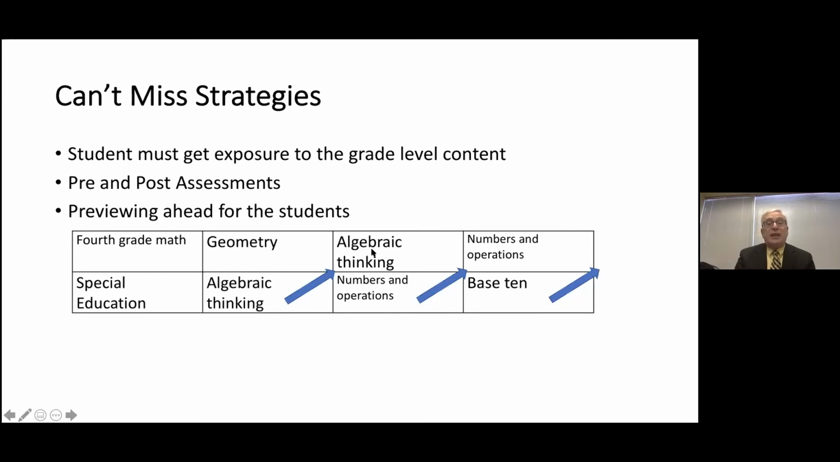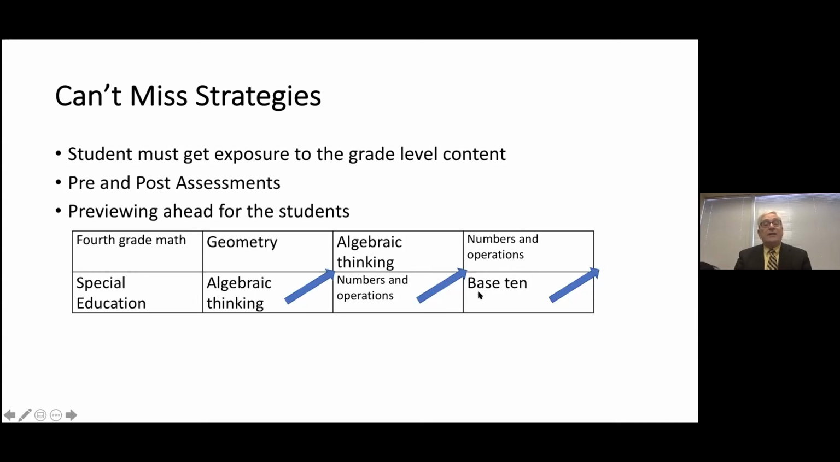So at the same time that they're working on algebraic thinking, you're going to preview numbers and operations. And again, using your triangulated data, you're going to know which of those standards you need to move to so that you can build and scaffold for that kid to do better. So they're doing algebraic thinking on grade level, you're working on numbers and operations. Then finally, they're working on numbers and operations, and you'd move to the next concept. Let's just say it's base 10.